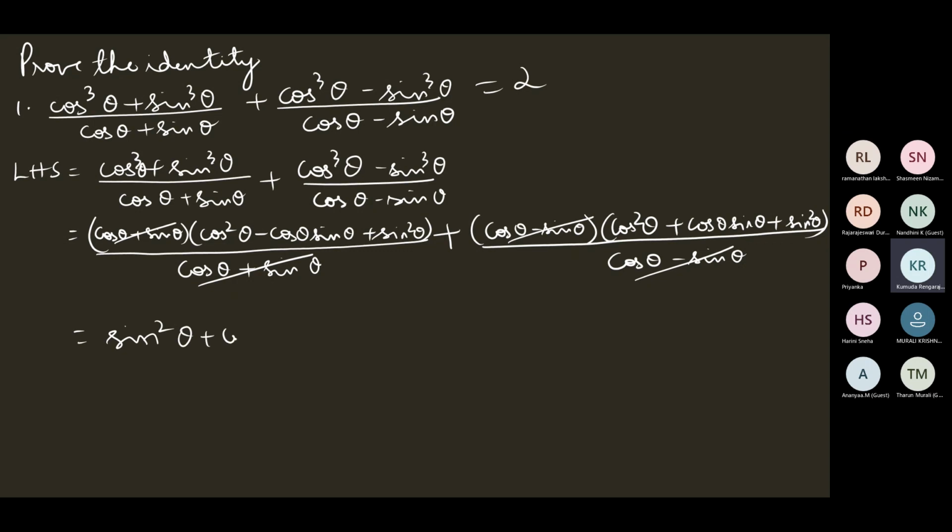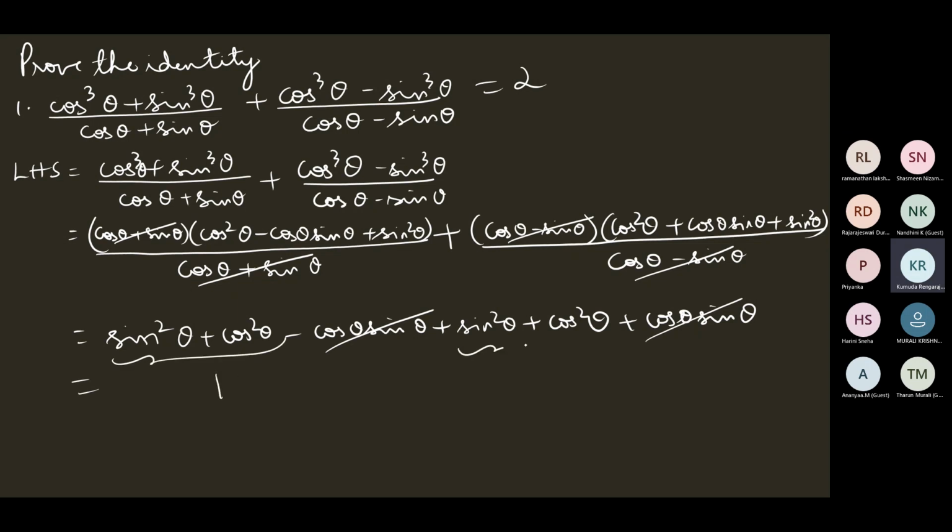So sin square theta plus cos square theta minus cos theta sin theta, plus sin square theta plus cos square theta plus cos theta sin theta. So minus cos theta sin theta plus cos theta sin theta gets cancelled. So this one is 1, 1, and this one is 1, 1, plus 1, which is 2. And that's the RHS, hence proved. So if you don't know this algebraic identity, you will not be able to solve it.